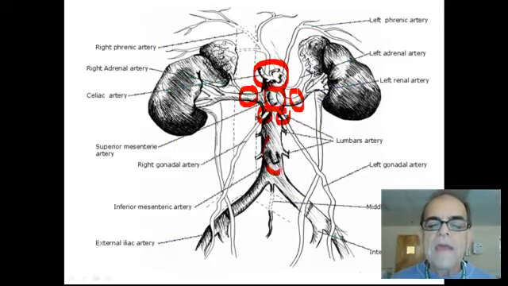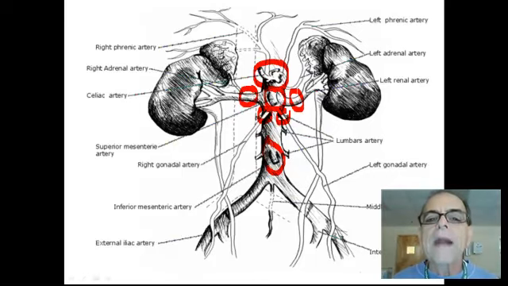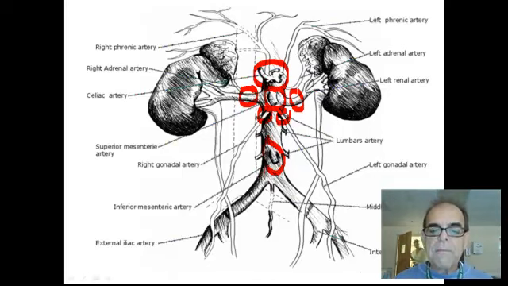The last important one that is not always easy to localize with ultrasound is the inferior mesenteric artery, an artery that gives blood to the distal part of the colon, the sigmoid colon, and some part of the transverse colon. A branch of the inferior mesenteric artery makes an anastomosis with a branch of the superior mesenteric artery. After this, the bifurcation.